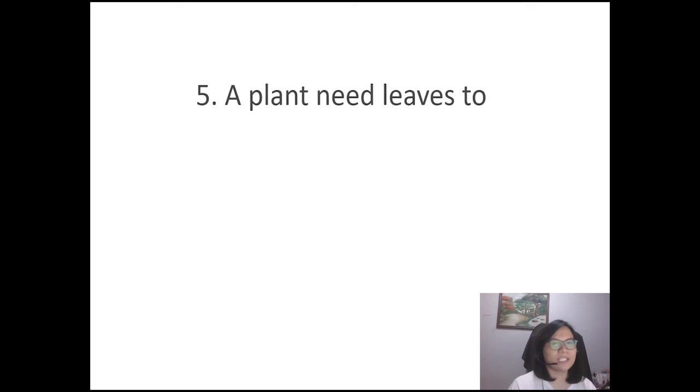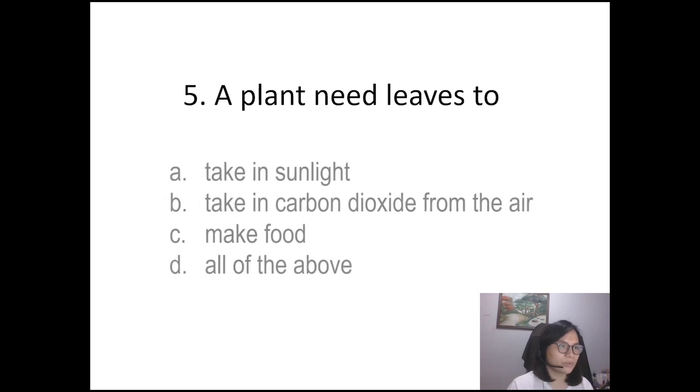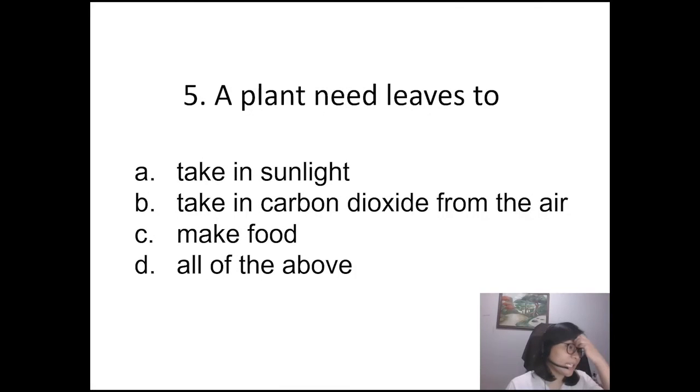Alright, so we have another question. A plant needs leaves to A, take in sunlight, B, take in carbon dioxide from the air, and C, make food. So what's the answer? The answer is letter D, all of the above.